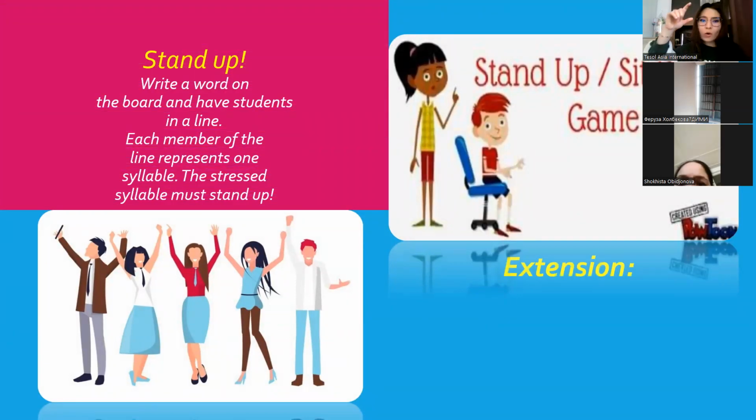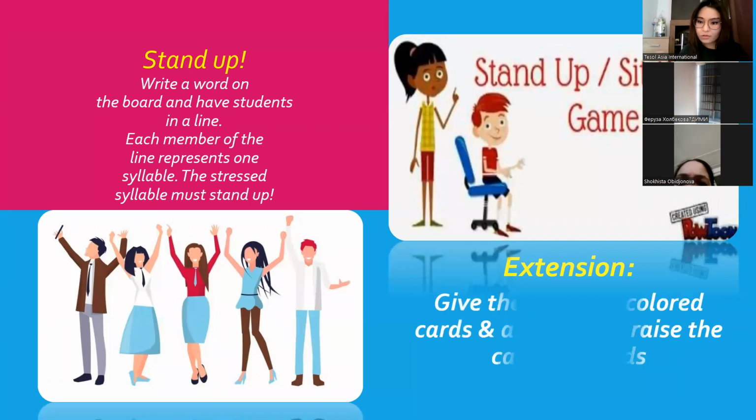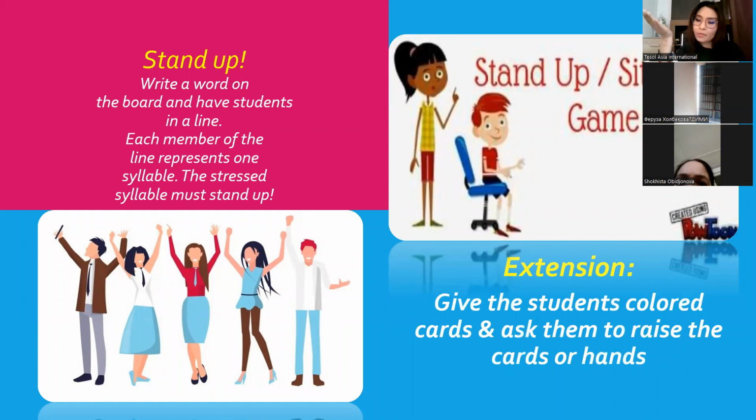You can write a word on the board that your students are aware of or that you have talked with your students about. And you ask your students to stand up if their syllable is stressed. So every student will be responsible for a syllable in the word, and they should stand up if their syllable has stress on it. So you need to write down like 5 or 6 words on the whiteboard, and all of them should have the same number of syllables.